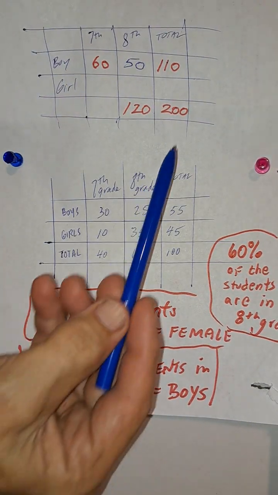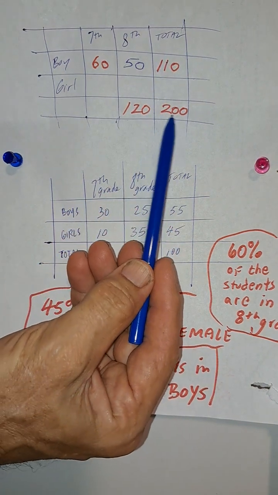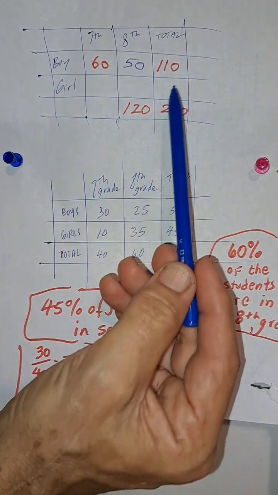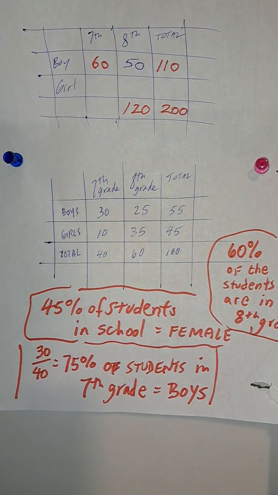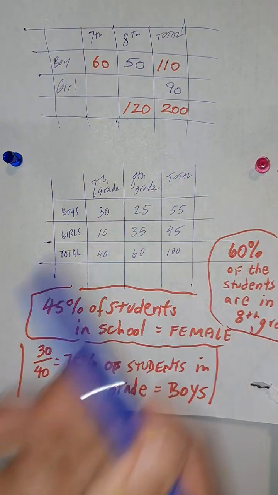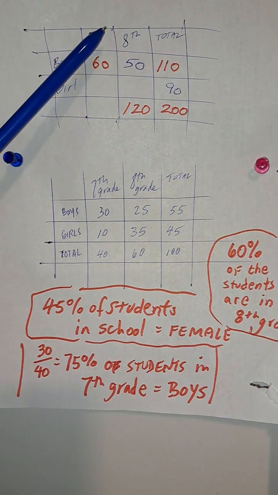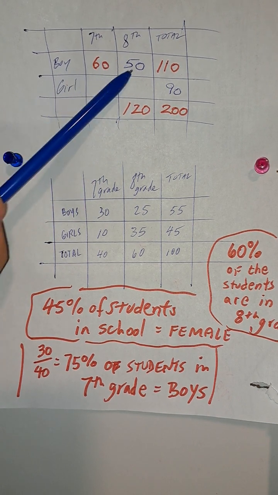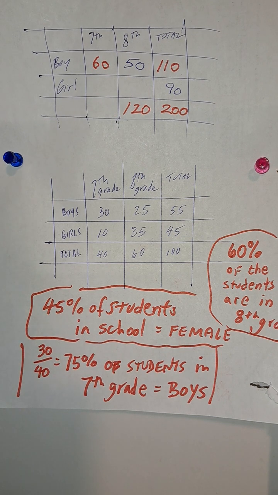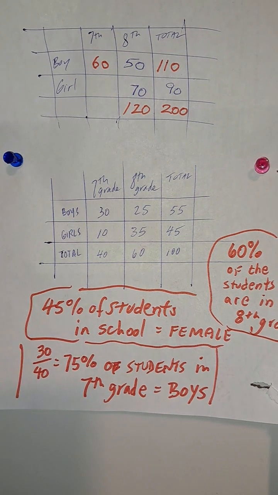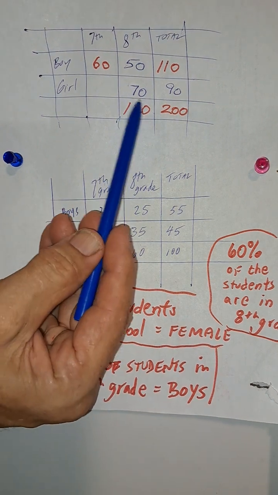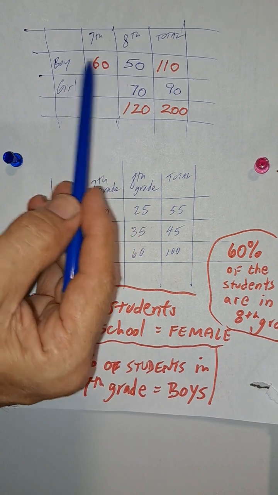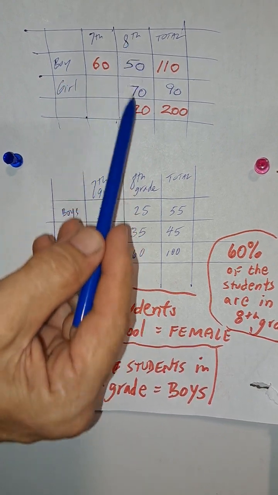We know that all of the students are going to be 200, and the boys are 110, so how much are the girls? Exactly, they have to be 90. Now, we know that in the 8th grade, there's 120 students, and there's 50 boys. How many girls are there? Exactly. There must be 70, because the total is 120. So now we have 50 boys and 70 girls in the 8th grade.